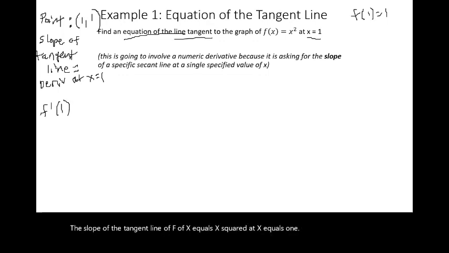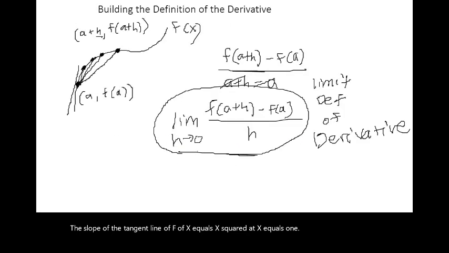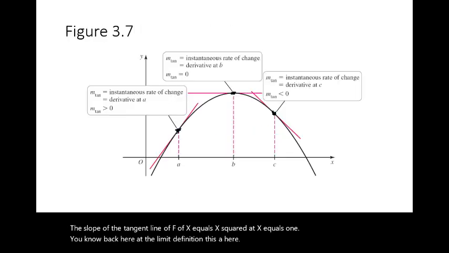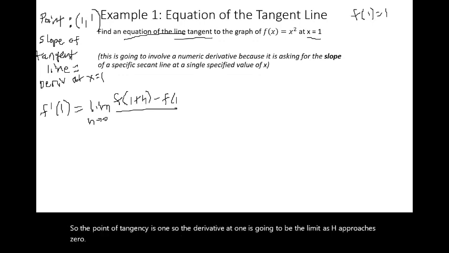So I'm going to use Newton's notation for this, and back here at the limit definition, this a here is the x coordinate of the point of tangency. So the point of tangency is 1, so the derivative at 1 is going to be the limit as h approaches 0 of f of 1 plus h minus f of 1 all over h.